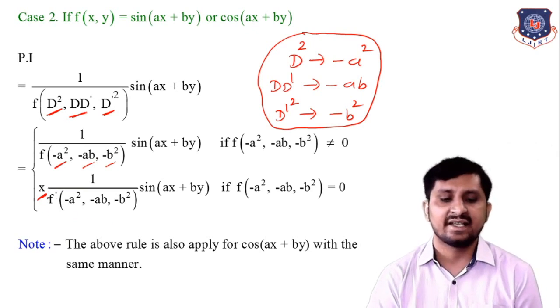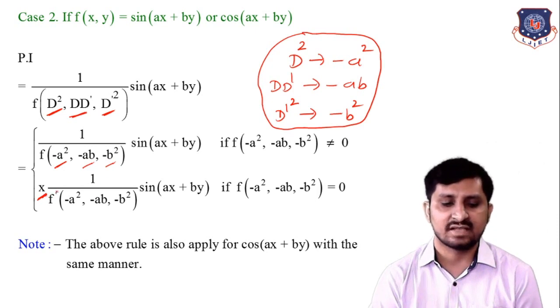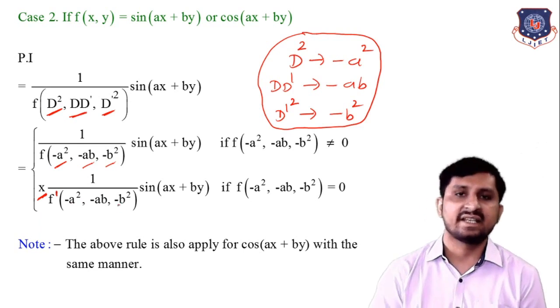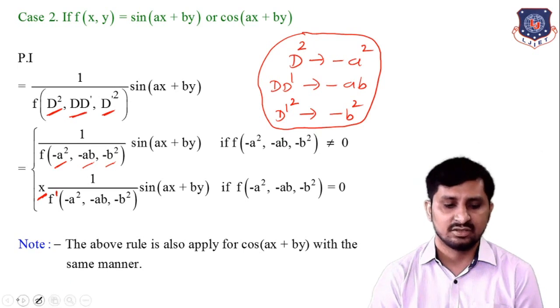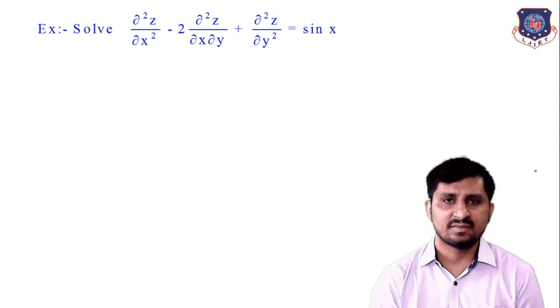So that's why I write here, suppose f of minus a square, minus ab, minus b square is equal to 0. Then apply this rule: multiply with x, 1 upon f dash, minus a square, minus ab, minus b square, sine ax plus by. So I hope you can understand this rule. Let's solve some of the examples. So this is my first example.